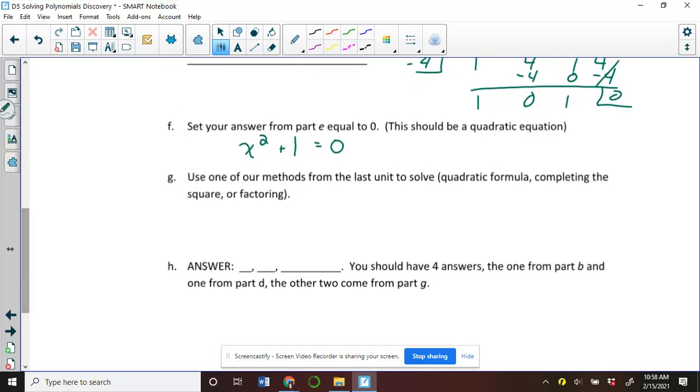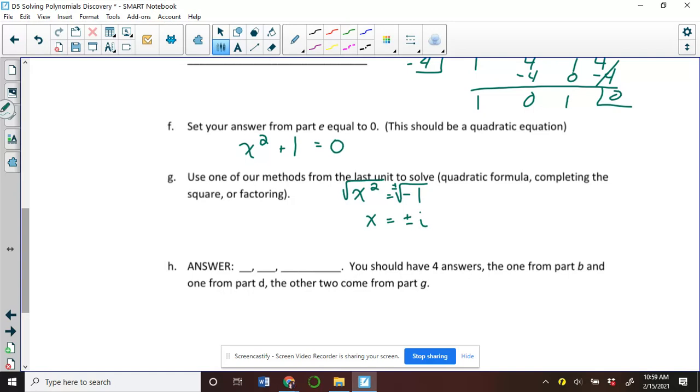The easiest way to do this would probably be the square root method. So with the square root method to solve a quadratic, we will subtract our 1 over. And now x squared equals negative 1. We take the square root with a plus or minus, and x equals plus or minus the square root of negative 1, which is the definition of i.